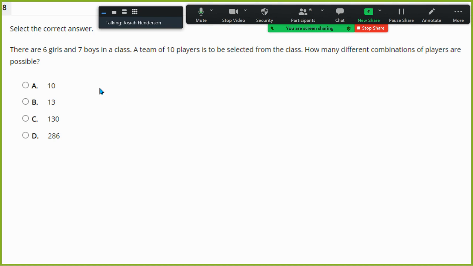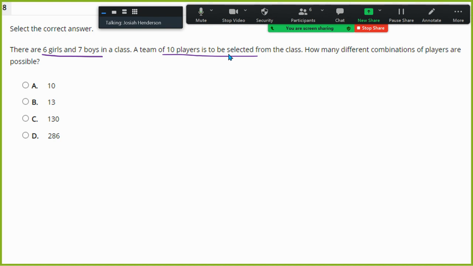So, anyways, there are 6 girls and 7 boys in a class. A team of 10 players is to be selected from the class. How many different combinations of players are possible? So, what's the larger group in this context? And what's the smaller group that we're picking in this context? Can you think about that and type your answer in the chat? There's a larger group of items here and a smaller group of items. So we need to start by identifying the larger and the smaller group that we're picking from the larger group.